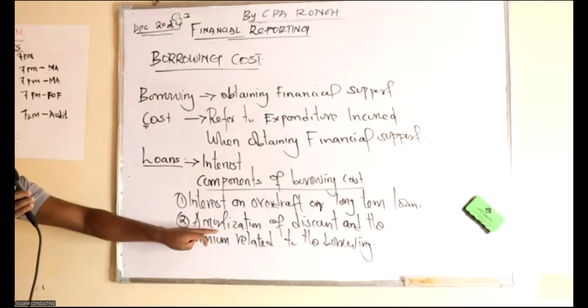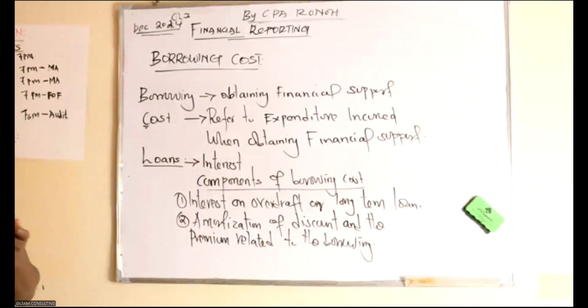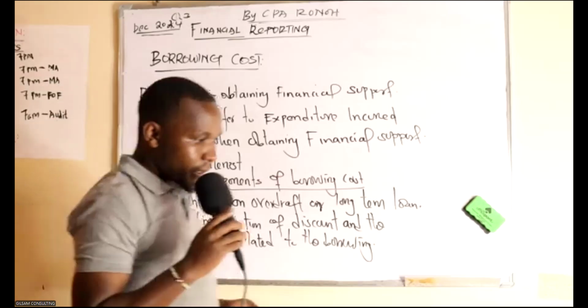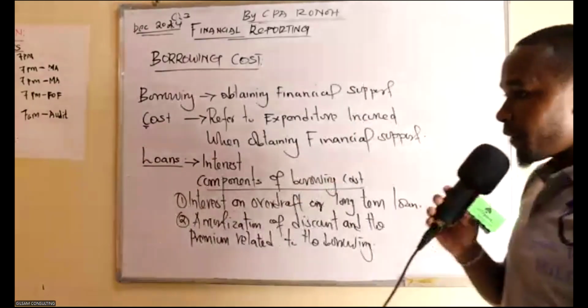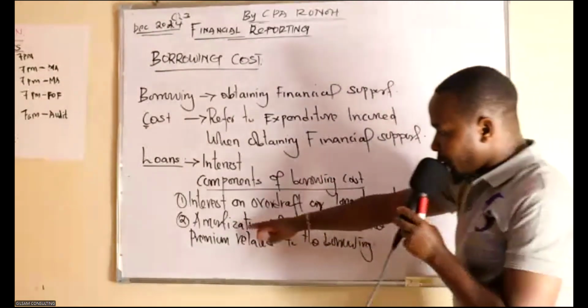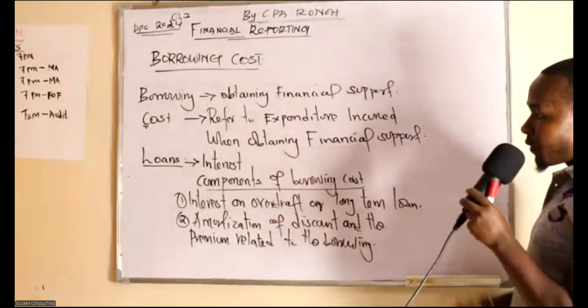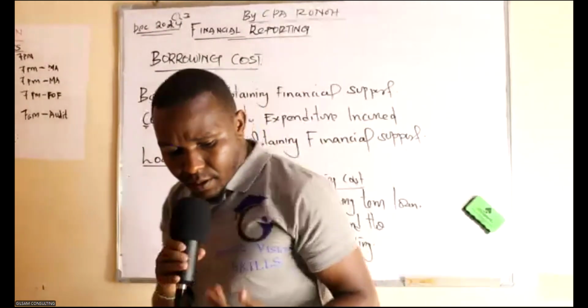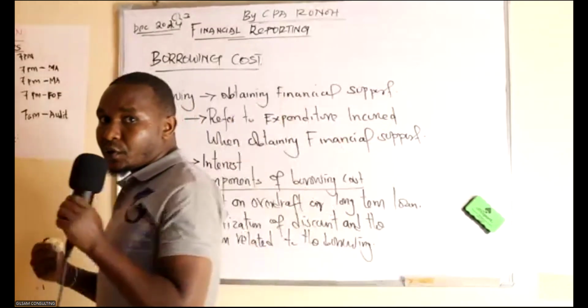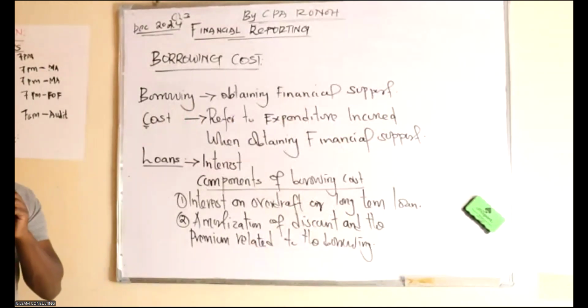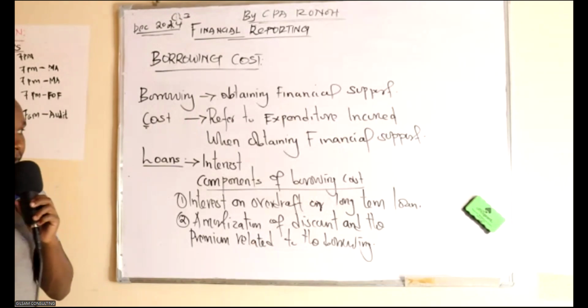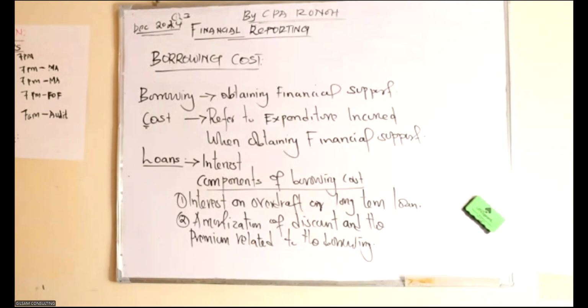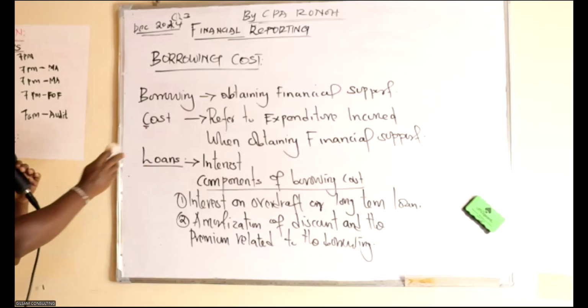So what is amortization? I know you have done financial accounting. You are still fresh from the foundation level. What is amortization? So amortization is basically the loss of value of an intangible asset. It is the same as depreciation, but depreciation is for non-current assets.